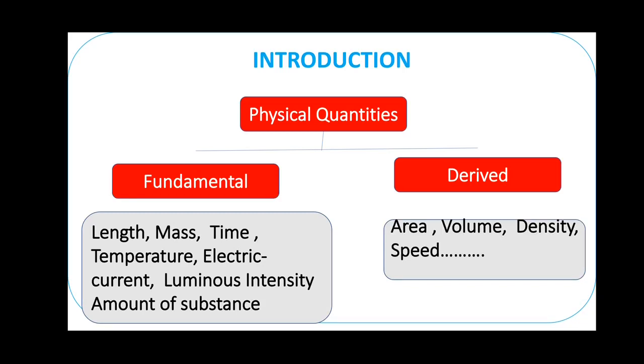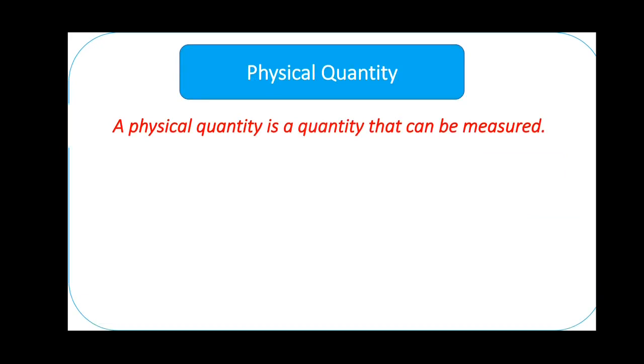Here in this class we will learn about some more physical quantities and calculations using it. Even we will learn some measurements also. As we already learned, a physical quantity is a quantity that can be measured. Examples of physical quantities are length, area, volume, density, speed, etc.